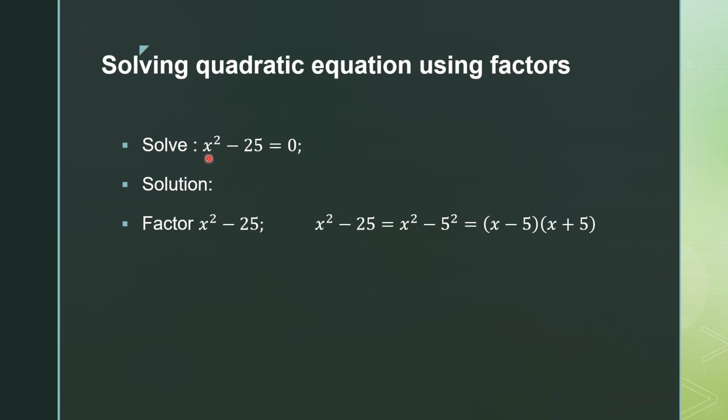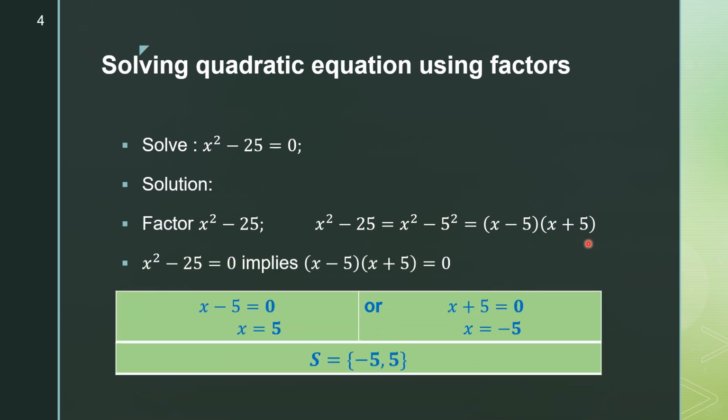Now, the left side of this equation, x squared minus 25, can be written as x minus 5 in one bracket multiplied by x plus 5 in the other bracket. So if we write these 2 brackets here instead of the left side, then the equation will be written in this form: x minus 5 in one bracket multiplied by x plus 5 in the other bracket equals 0. You have to remember that the multiplication of these two brackets is the same as x squared minus 25.